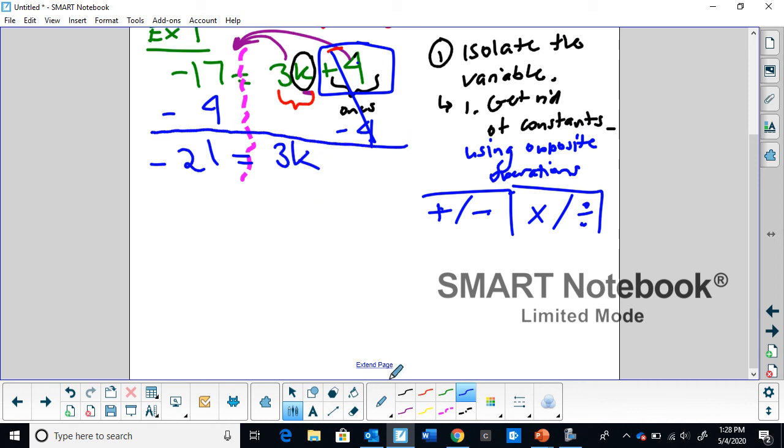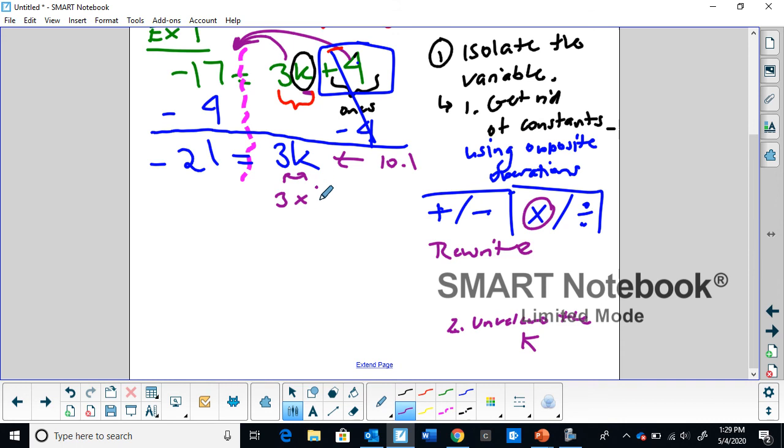So I always rewrite my equation. Now this is the new equation I'm working with. It's brand new, and this is similar to what we did last week, in 10.1. Now I have to un-Velcro the k. I have to get rid of this 3. I've got to separate these two. Well, how are they attached? How are these two numbers attached? They're attached using multiplication. This is 3 times k.